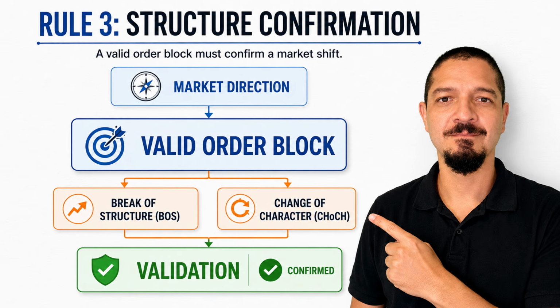To apply this rule correctly, we first need to briefly revisit how market direction is defined. Because order blocks are validated by directional shifts in price, understanding whether the market is in an uptrend or a downtrend is essential. With that in mind, let's quickly review how market structure is used to determine direction.